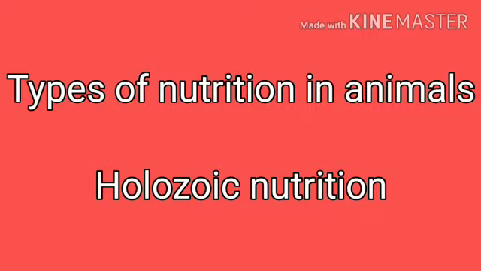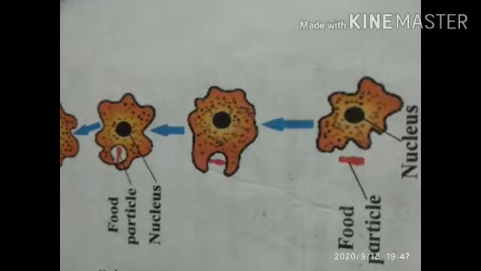Now we will see types of nutrition in animals. First we will see holozoic nutrition. Holozoic nutrition, for example, in unicellular organisms like amoeba, euglena, paramecium, all the processes of nutrition occur in the same cell. As you see in the figure, this is an amoeba. Amoeba does not have organs like hands and mouth. It is a unicellular animal.